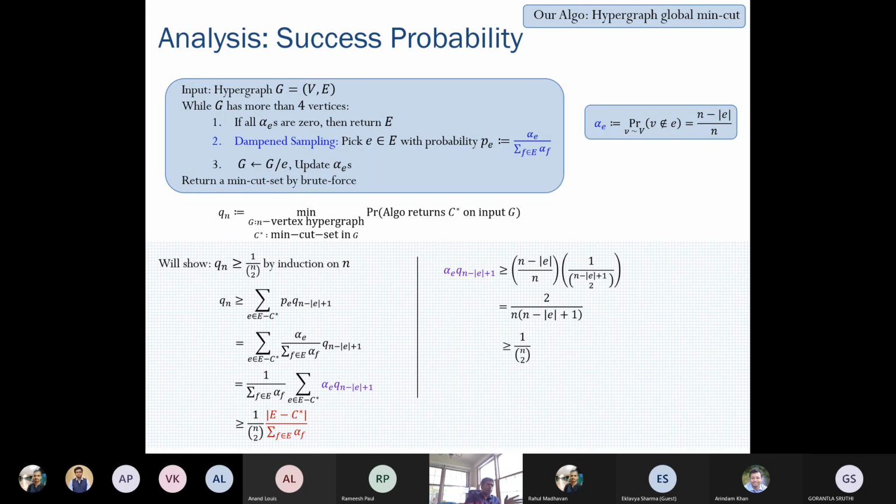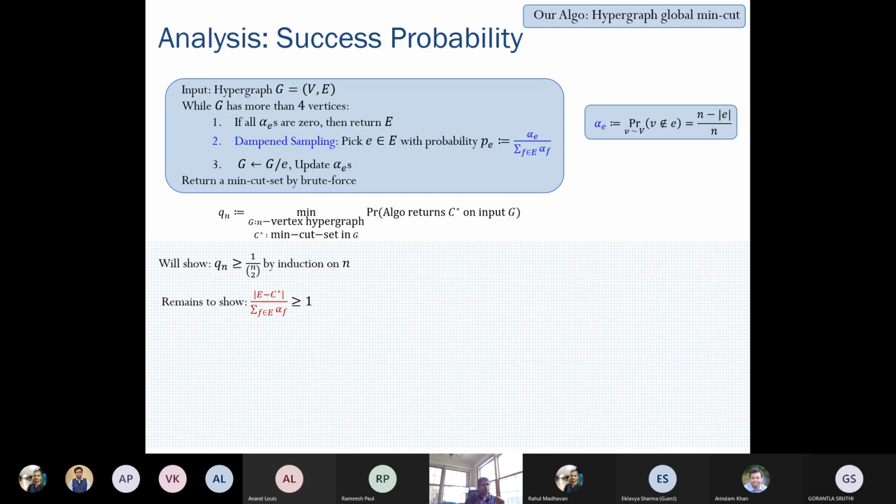Okay. I promised that Qn is going to be at least 1 over n choose 2. So what remains to show is the number of hyperedges which are not in the min-cut set C star divided by the sum of the dampening factors should be at least 1. Okay, this is what we need to show to finish the rest of the proof. So let's show this. We want to show that this ratio is at least 1.